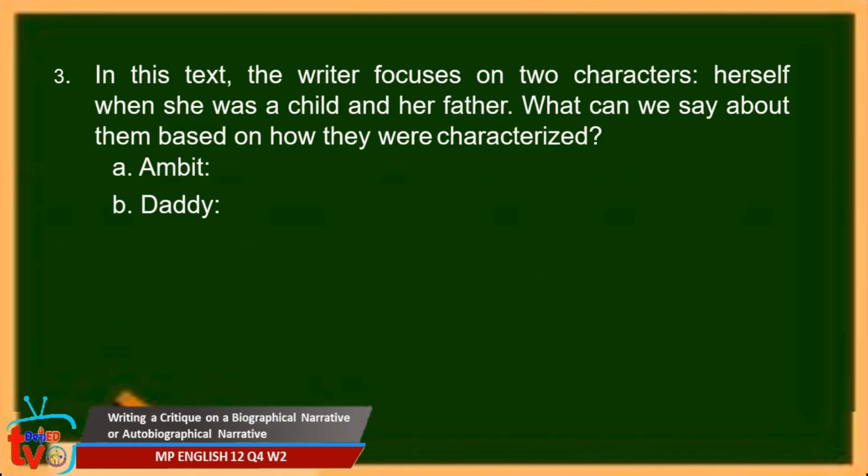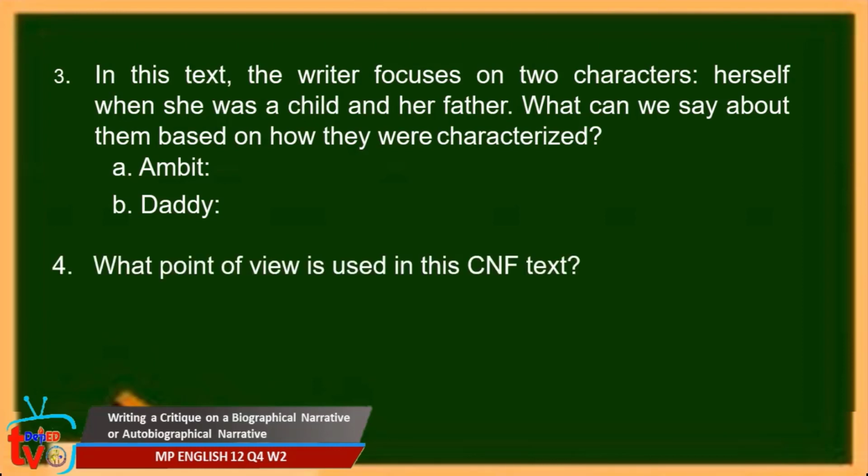In this text, the writer focuses on two characters, herself when she was a child and her father. What can we say about them based on how they were characterized? From the biographical narrative, we could say that Ambit is a playful young girl who loves to read pulp fiction and play with swords. She does not like chess that much. While her daddy is a thinker. He loves chess and wants his daughter to think of matters of consequence.